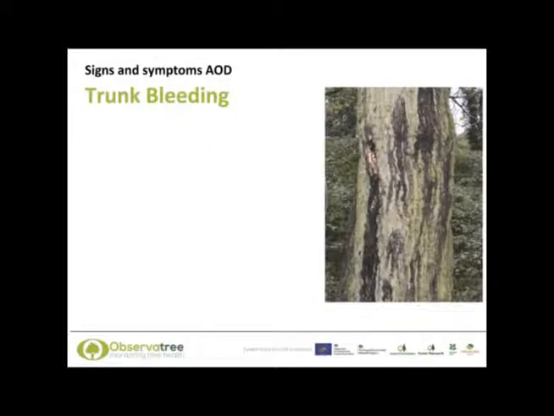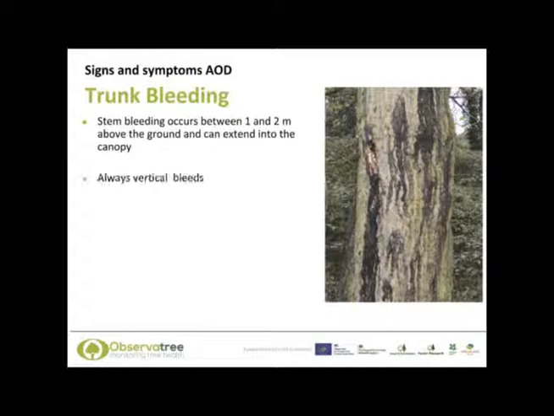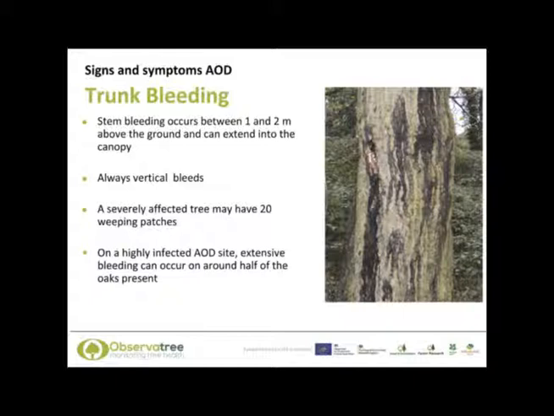Here we can see some trunk bleeding. This stem bleeding occurs between 1 and 2 metres above the ground and can extend right up into the canopy. The bleeds are always vertically aligned, so one on top of each other. A severely affected tree may have around 20 weeping patches, and on a highly infected AOD site, bleeding can be seen on around half of the oaks present.